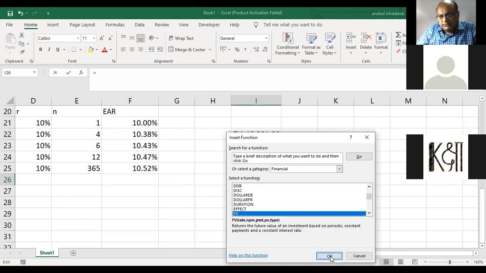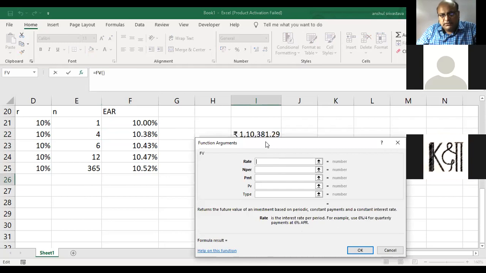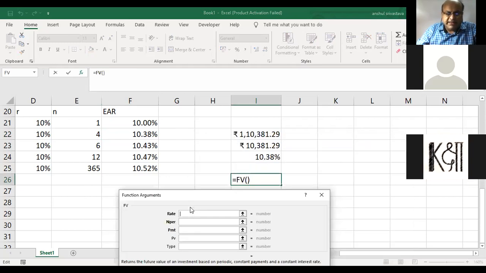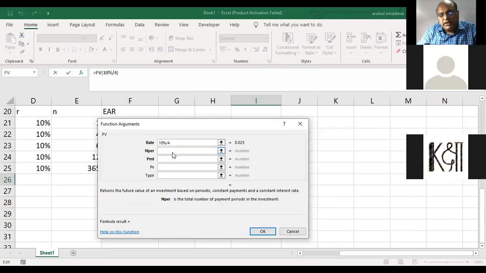And rate is 10%, frequency of compounding is quarterly. So we divide the rate by 4, 10% by 4. Number of periods is 1 year, 1 into 4.